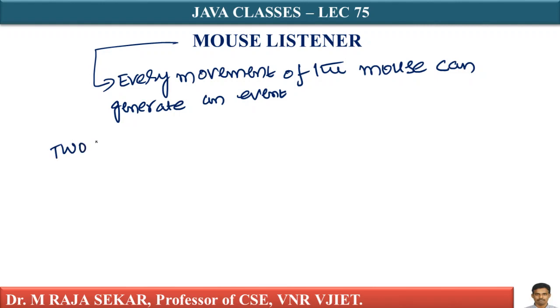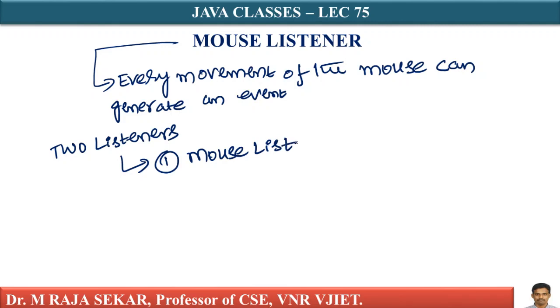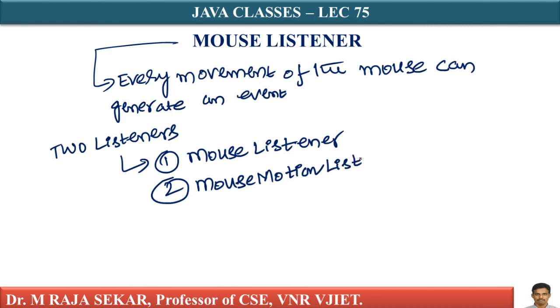We have two listeners. What are those two listeners? First one is mouse listener. Second one is mouse motion listener.